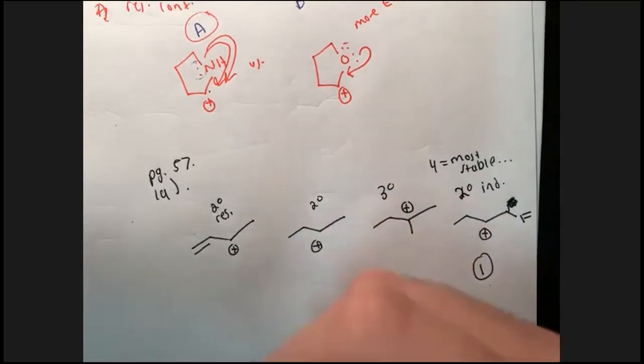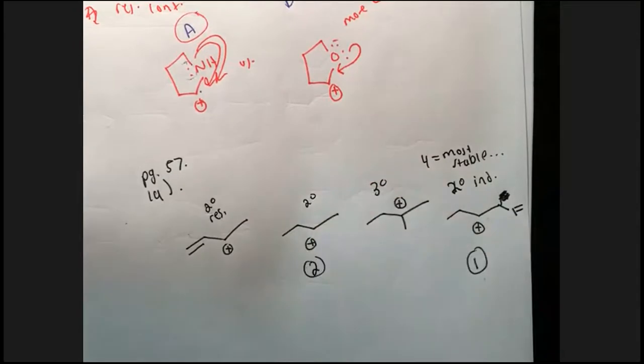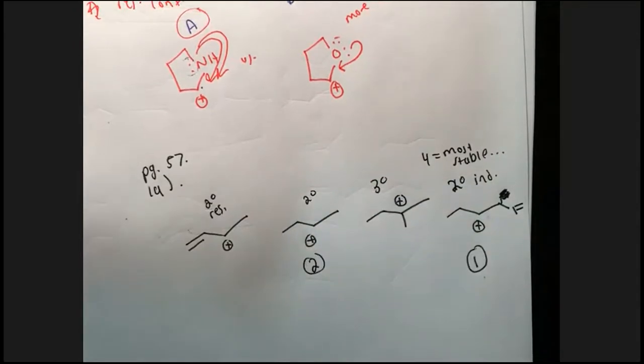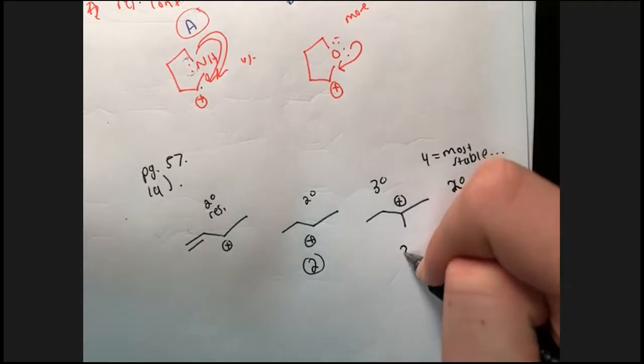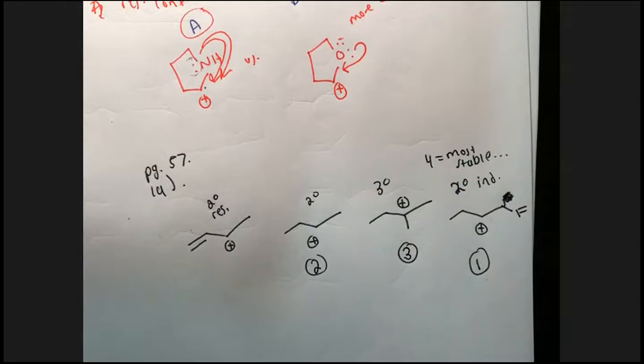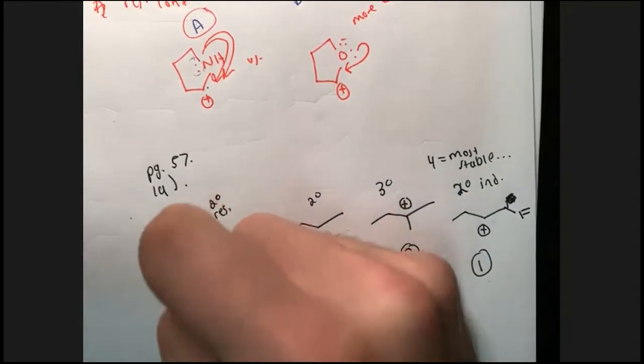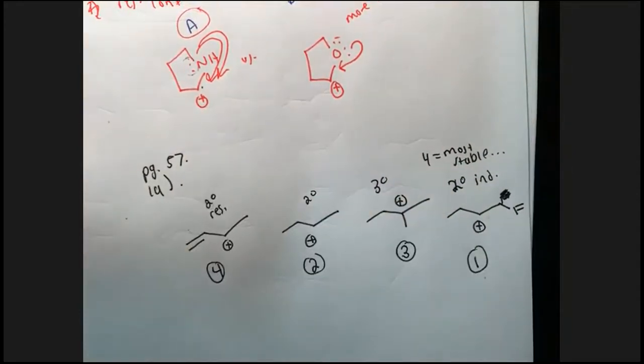Then we're gonna go here. So this is the other secondary. Good, it's stable decently in the sense of hyperconjugation, but nothing else really. Then we have a tertiary. Okay, so I'm gonna call that 3. Hold on for a second, I'll explain that. I'm gonna call this one secondary with resonance 4.